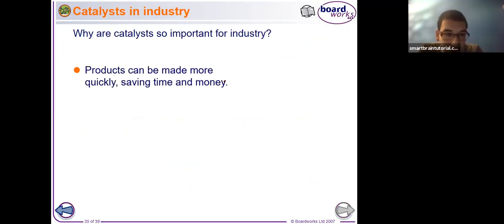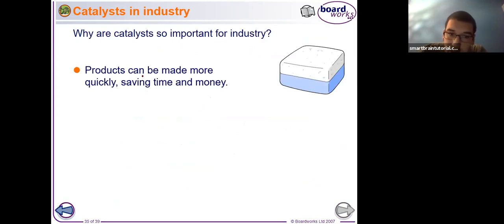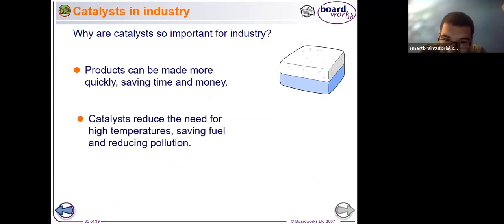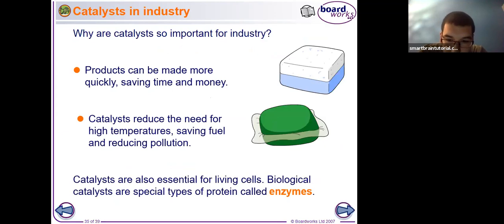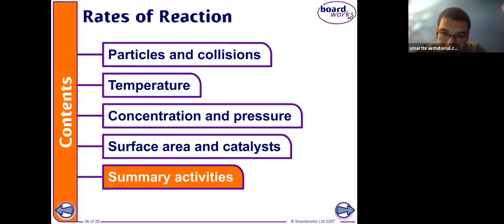This is about catalysts. Catalysts are really important in industry because we can produce the products more quickly, saving time and money. Catalysts reduce the pollution. And you have learned there are also some important biological catalysts called enzymes. You have learned. Yes, sir.